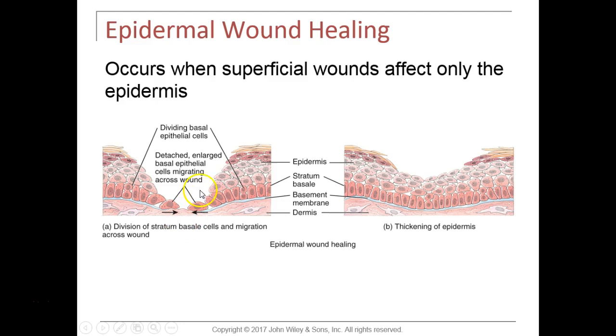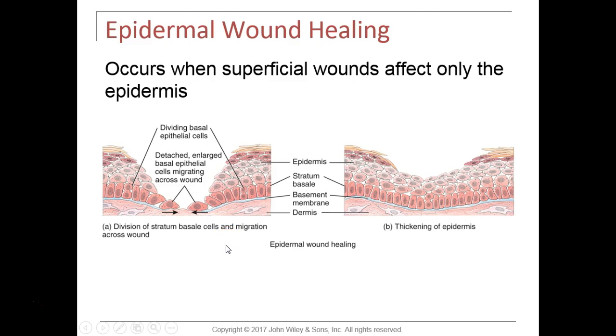So basically, you have a slight abrasion or something, and it rips away some of the cells of the epidermis through the epidermal layers that we covered. So in an epidermal wound, you won't bleed because there's no blood vessels in the epidermis. If you bleed, that means you cut down into the lower dermis and you cut open a blood vessel that lies in the dermis.